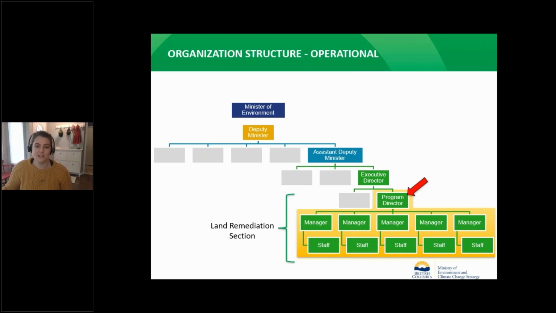And under the Deputy Minister are several Assistant Deputy Ministers, each of whom oversees several Executive Directors. And in turn, below them is our Program Director, who leads the land remediation section shown in the yellow box. Operationally, the land remediation section is organized like many companies are. There's a director, and under the director are managers, and under the managers are various staff. The key role that I want to draw attention to here is the Program Director, who plays a very important role in our section operationally. The other key roles are here as well, but they don't become apparent until we describe the organization in a regulatory sense, which is what I'm going to do on the next slide. Next slide, please.